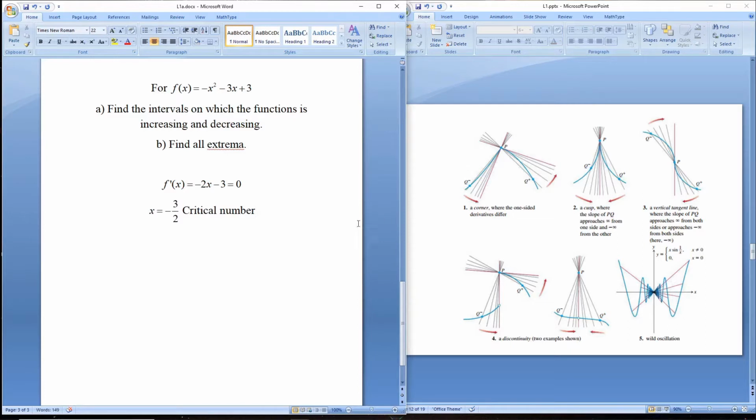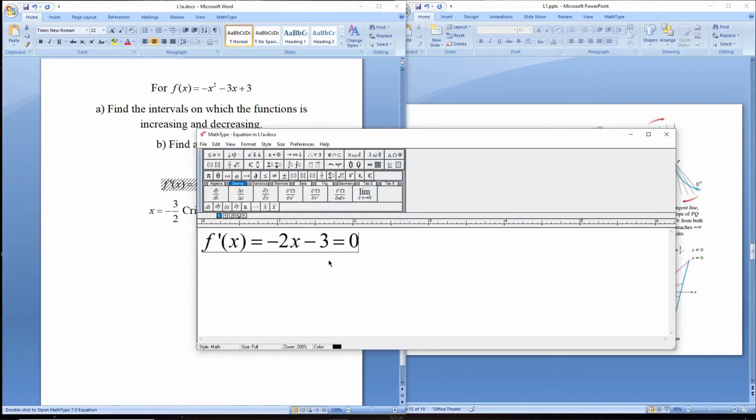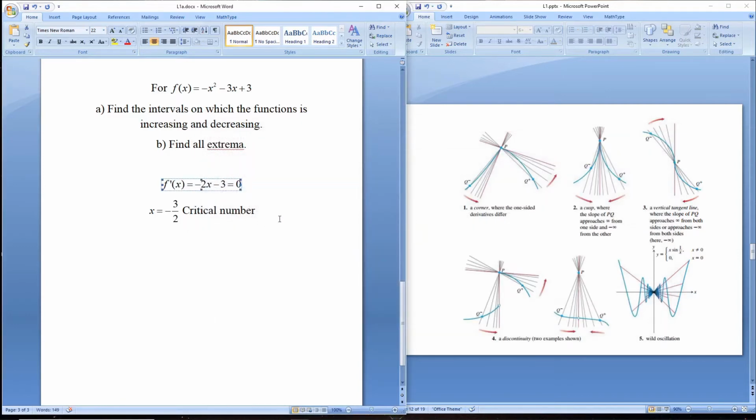Now the next thing to do is to check where the derivative fails. So here's our derivative. And remember here, failure means division by 0 or taking a positive root of a negative number. So if you look at the derivative, there's no division and there's no root. Thus, there's no failure. And we're done. Minus 3/2 is our only critical number.